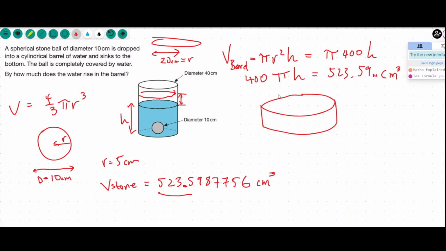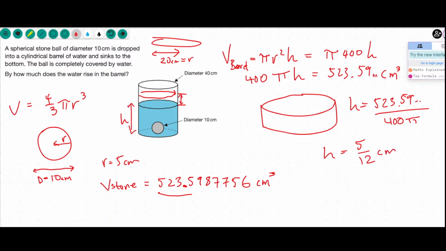And it turns out to be fairly nice if we leave it as a fraction. So I'm going to leave it as a fraction. And h, let's do my working out. H is equal to 523.59 centimeters cubed divided by 400 pi. We know it's all in centimeters cubed, we'll do it at the end. And this is a rational number on the bottom. So the fact that it turns out to be 5/12 is a miracle. But yeah, 5/12.